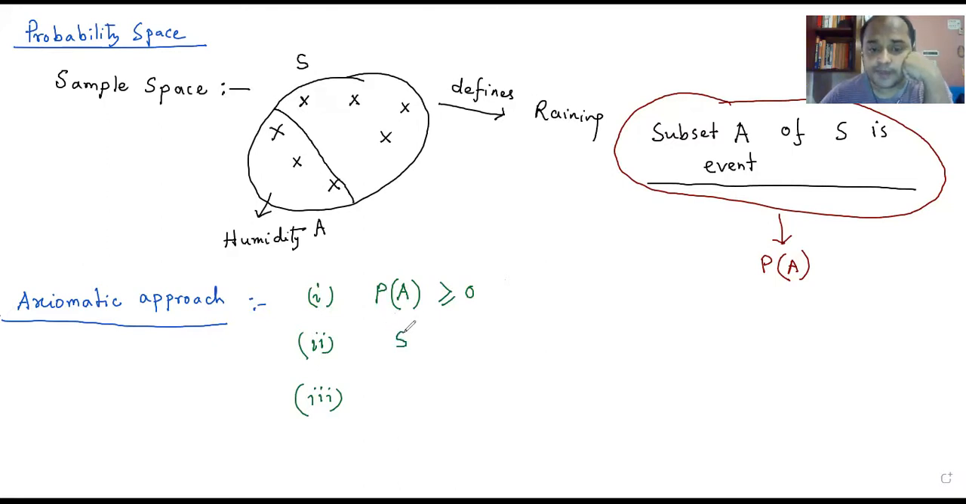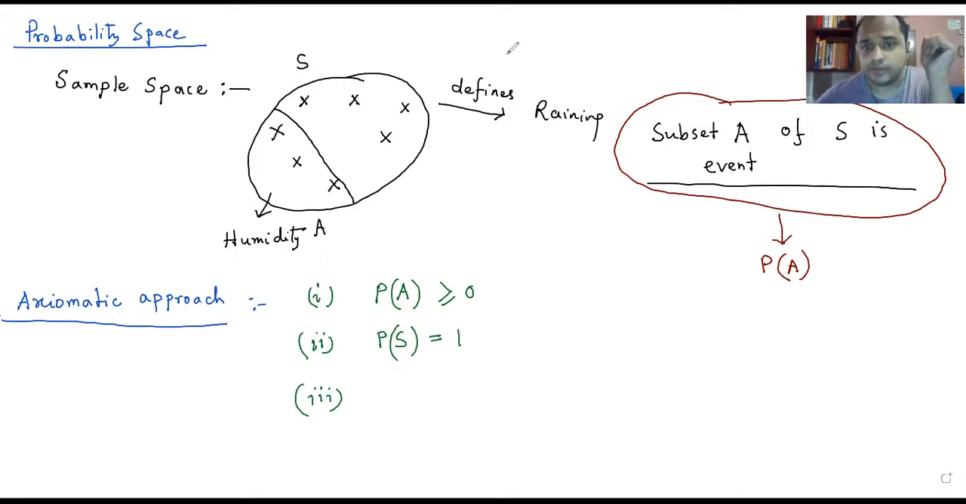We have the sample space, capital S, the set of total outcomes. If you want to apply probability on this, the probability of S has to be equal to 1. This is the second axiom, which needs to be satisfied to deal with probability. The third axiom is the following.